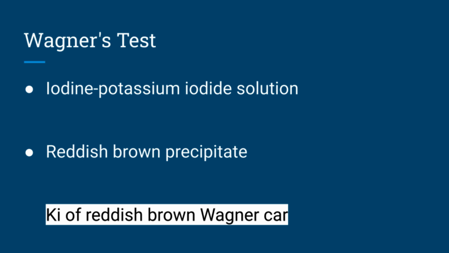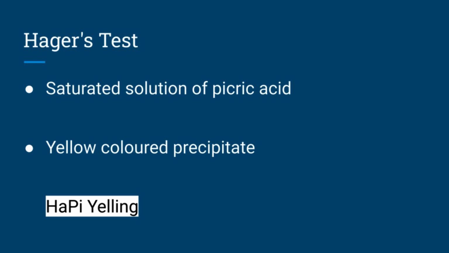And finally comes Hager's test. Hager's reagent is the saturated solution of picric acid. Saturated picric acid solution is known as Hager's reagent. And a yellow colored precipitate is produced by Hager's test. We can remember it by the words happy yelling.